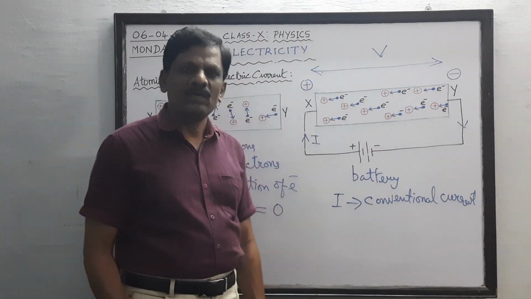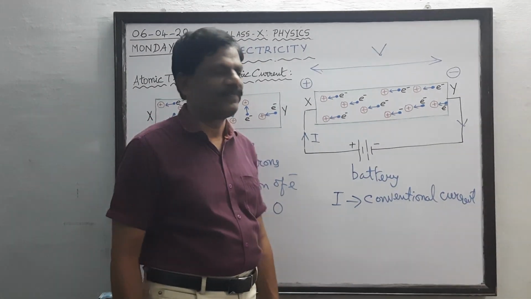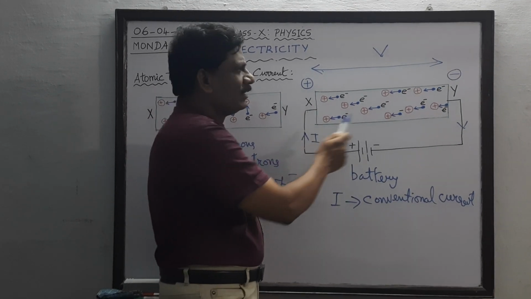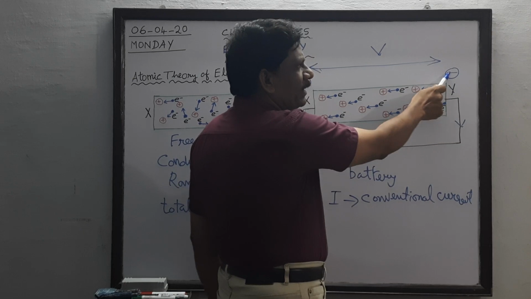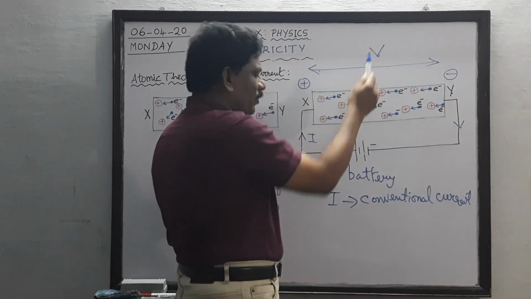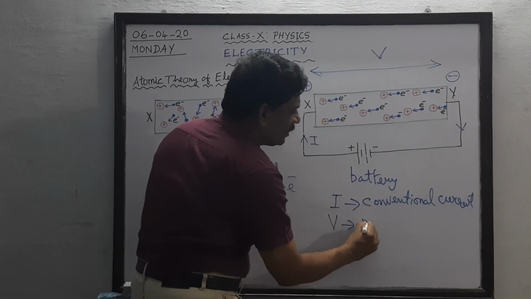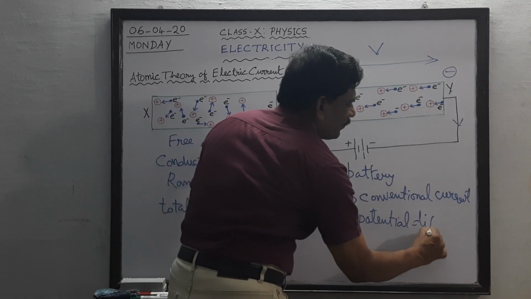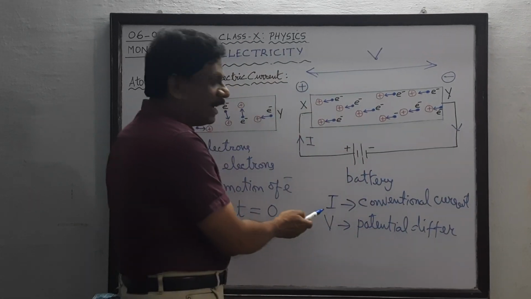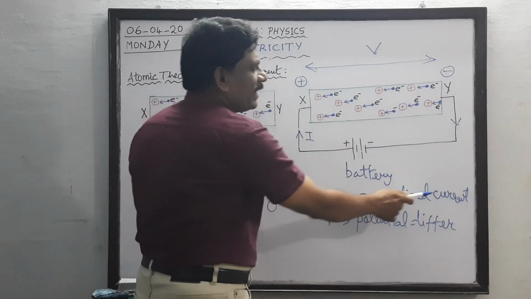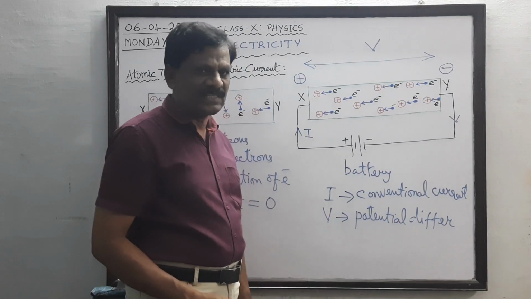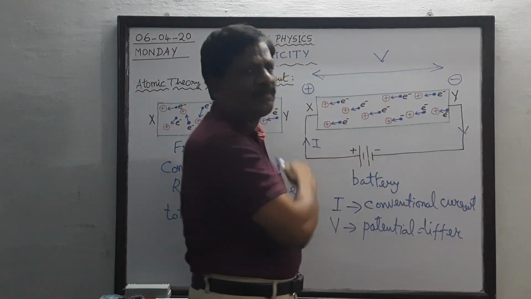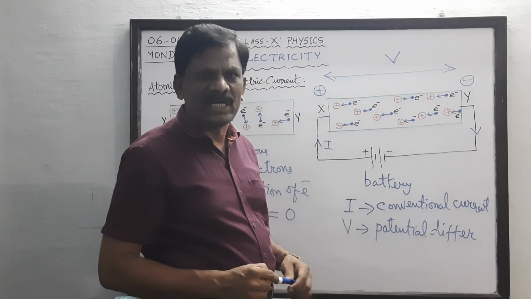Okay, we continue how the current flows through the conductor. This end X is positive, end Y is negative, and V is the potential difference across the conductor. What is I? Already I have told you, it is a conventional current, the flow of positive charges which does not take place. Okay, then what will happen to the free electrons which are negatively charged?